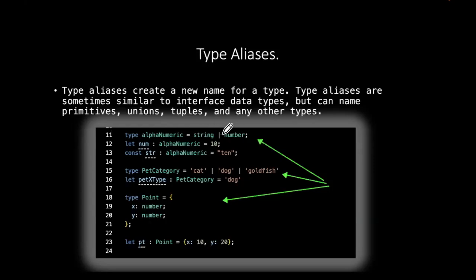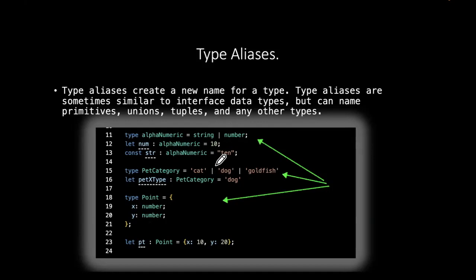And there are cases when you will have variables where the value that you assign to it could be one of two different types, or maybe even more than two. They don't always have to be primitives. They could be custom types as well. So it's very flexible.